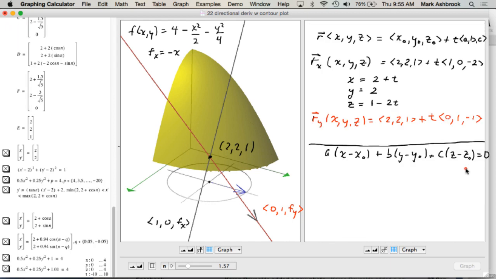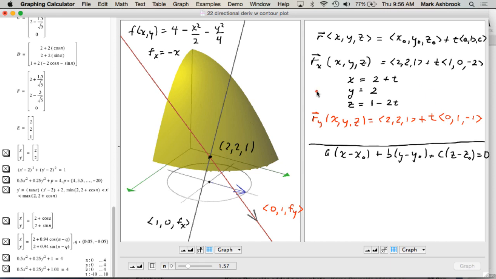Okay, you should have the lines done. I got the lines up there. Compare your lines. Remember, point plus your parameter t times the direction. For the particular point 2, 2, 1, the partial with respect to x is -2, and the partial with respect to y is -1.